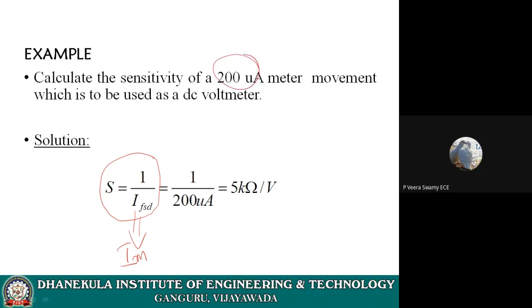So this is IM or IFSD. The formula is 1 by IM, or 1 by IFSD. It's 5 kilo ohm per volt.